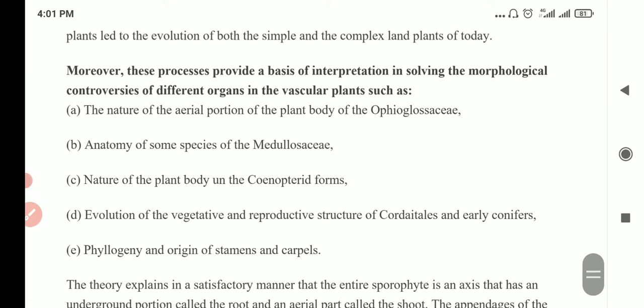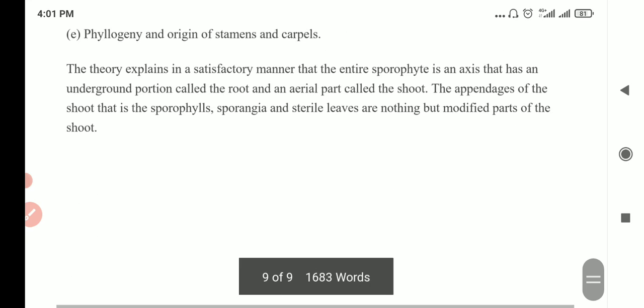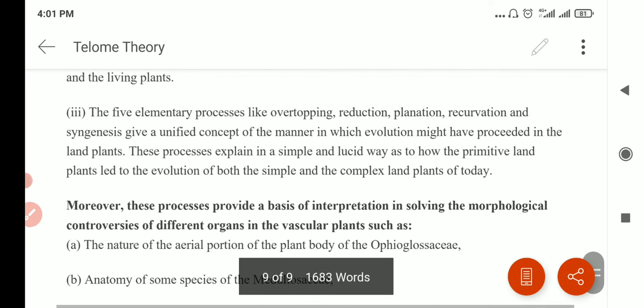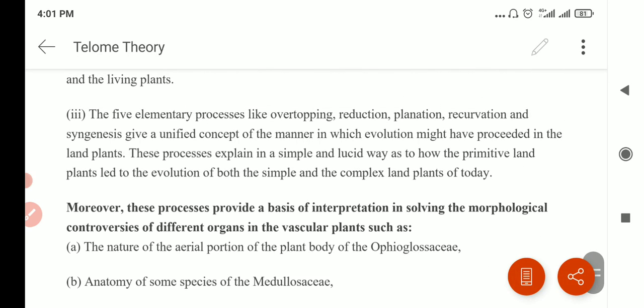There are some other problems which could be solved by understanding this Telome theory. We could understand the anatomy of some species, the plant body of some species, how some species evolved, and so on and so forth. So you just go through on your own. With this, I'm done with my syllabus.